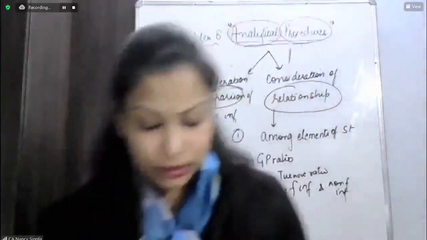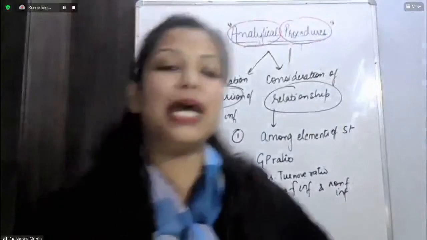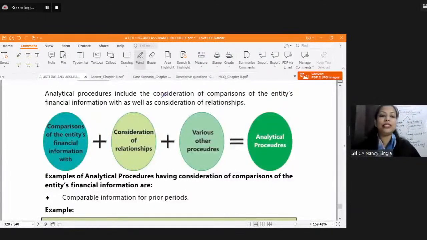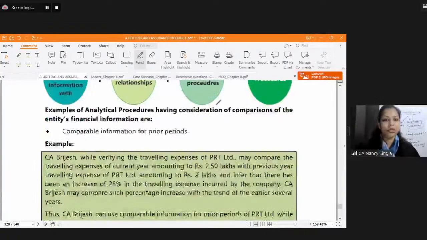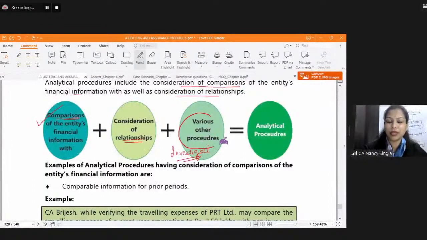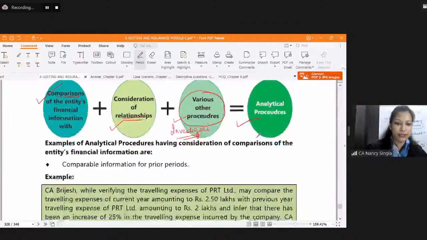Clear so far? So this is about what is meant by relationships and comparison. I'll take you through the module. See, analytical procedures include consideration of comparisons of the entity's financial information as well as consideration of relationships. Now, try to understand this diagram. Comparing the financial information, comparisons. Consideration of what? Relationships. And if you remember, we have seen when we were discussing the definition that the auditor will investigate, while he'll be performing certain procedures. So other procedures, and all that becomes your analytical procedures, right?